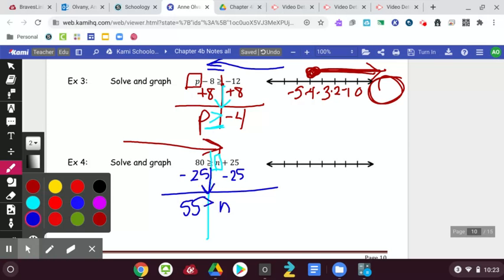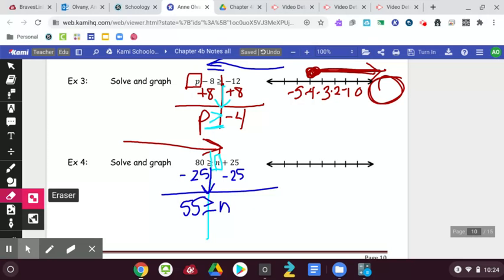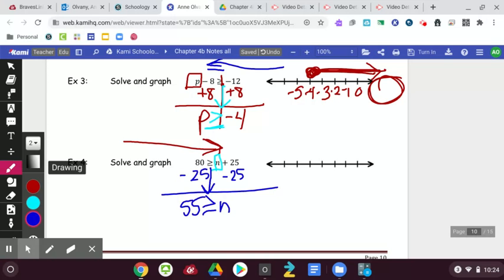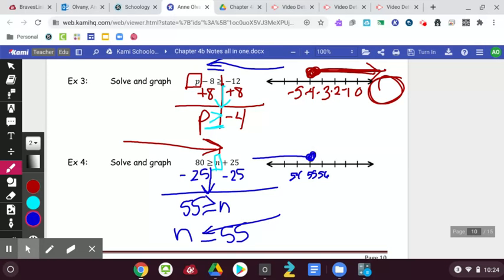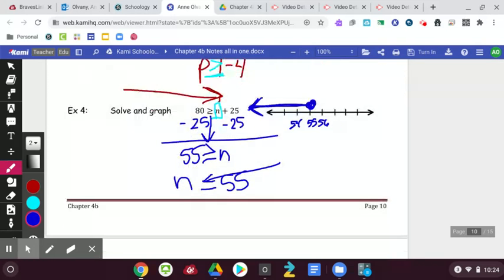Bring down your symbol. I don't like the n on this side because then I can't use any of my great tricks. So I'm going to notice that the arrow's pointing to the n. I'm going to flip it over here, make sure the arrow's pointing to the n. And now I can do 54, 55, 56. Make sure I'm going to the left, and that is a closed circle. Put an arrow there because that continues on forever in that direction.